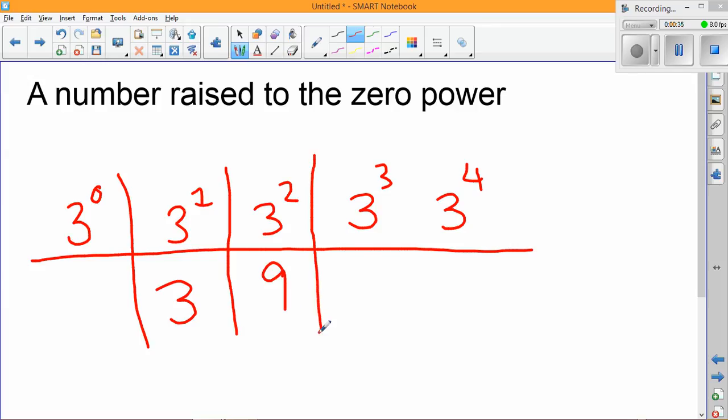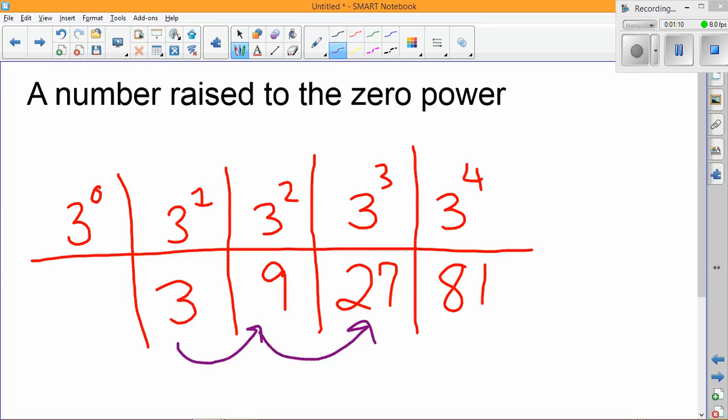And 3 to the third power is 3 times 3 times 3. And 3 times 3 is 9, and then we multiply by 3 one more time, and we'll get 27. And then after that, we're going to multiply 27 times 3, we'll get 81. Now, what I want you to notice is that each subsequent 3 we add on, when we go from left to right, we're just multiplying by 3. 3 times 3 is 9, 9 times 3 is 27, and 27 times 3 is 81.